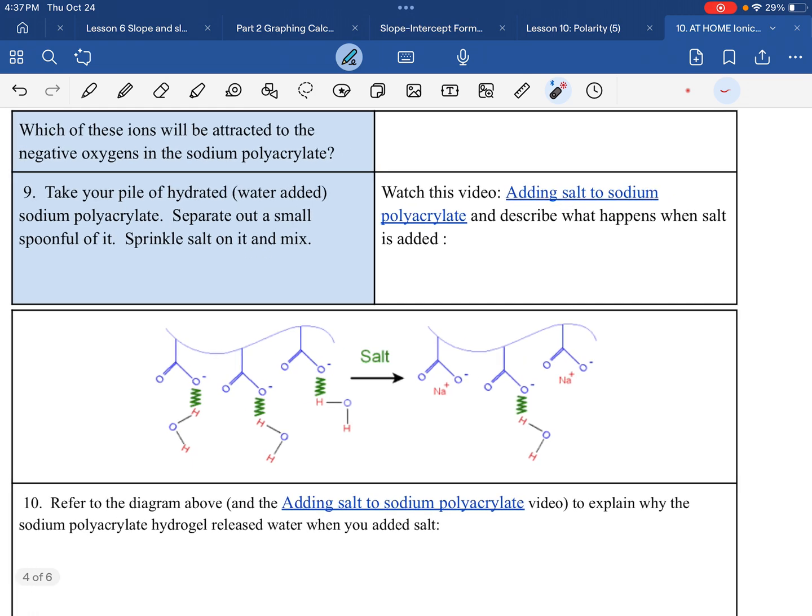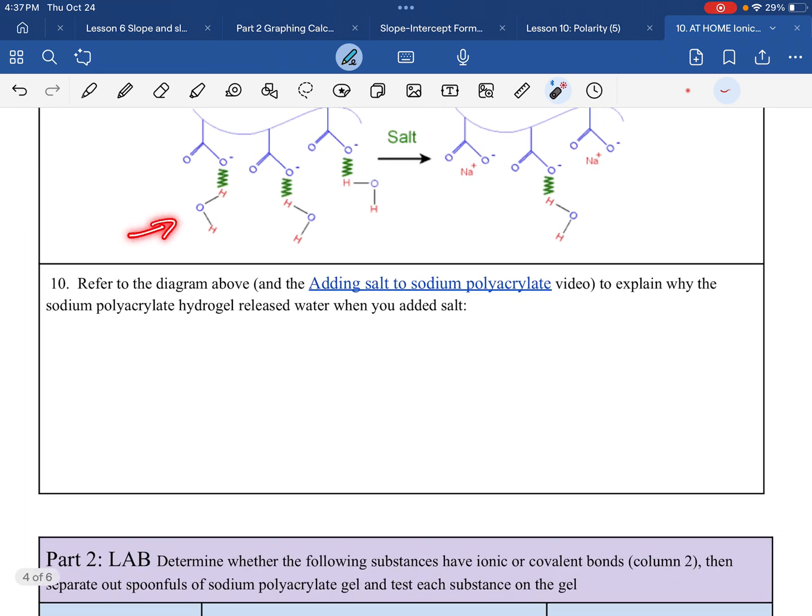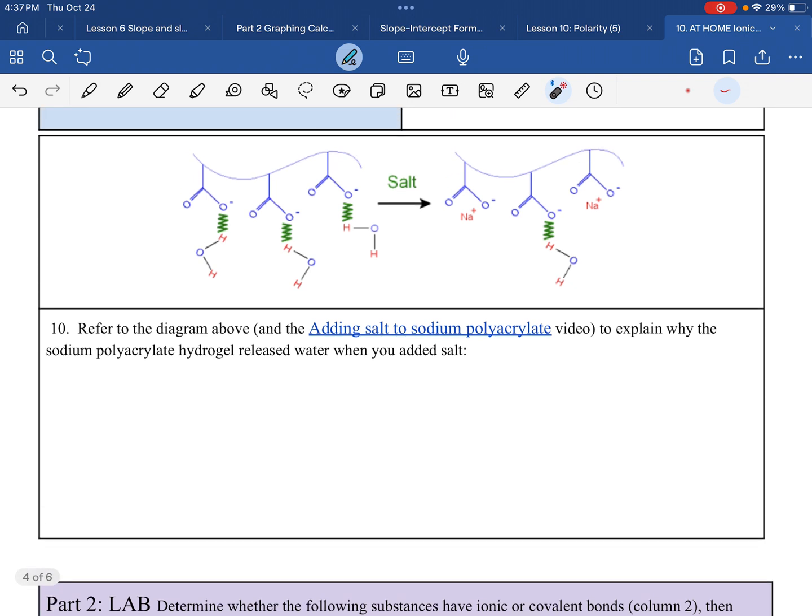Then in class we added salt to the sodium polyacrylate. You'll watch a video of it and you'll see what happened. And then here's a picture of what happens. Here's the sodium polyacrylate with the water, so it's hydrated, right? It's all fluffy and gel-like. And then the salt coming in.